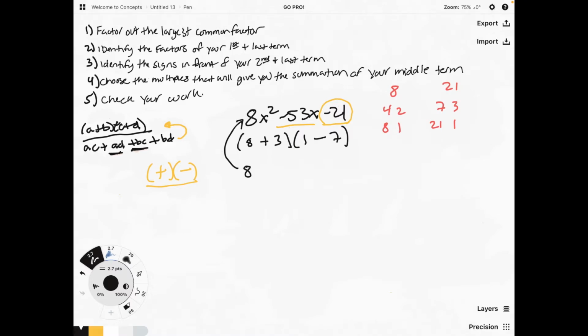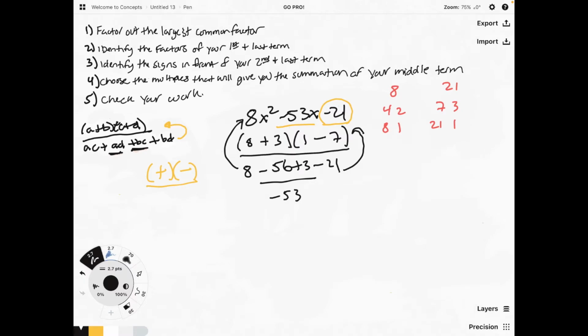We have 8 times 7, and that's a negative, so minus 56. We have the positive 3, and now we have the negative 21. This does give us the correct sign of minus 53. This gives us our last term of minus 21. We know that these are the correct quantities.